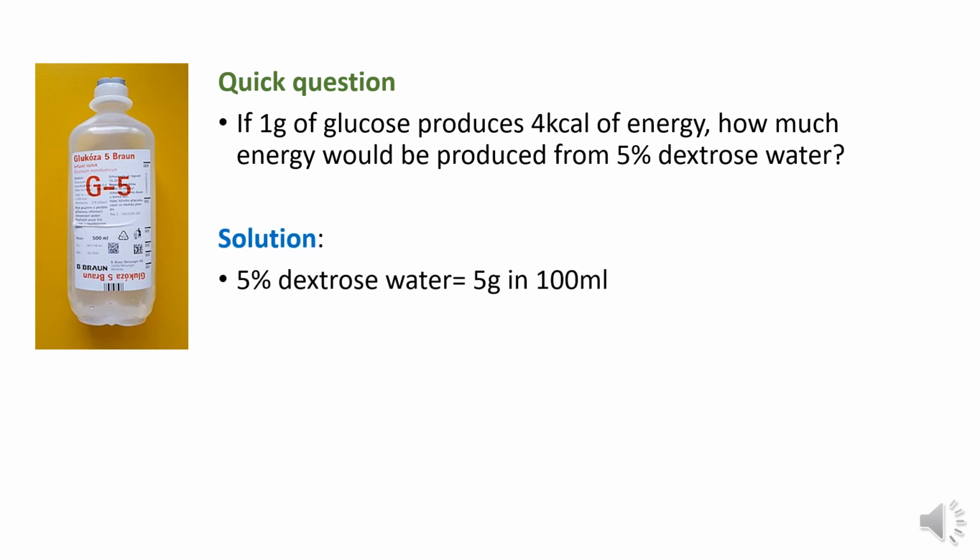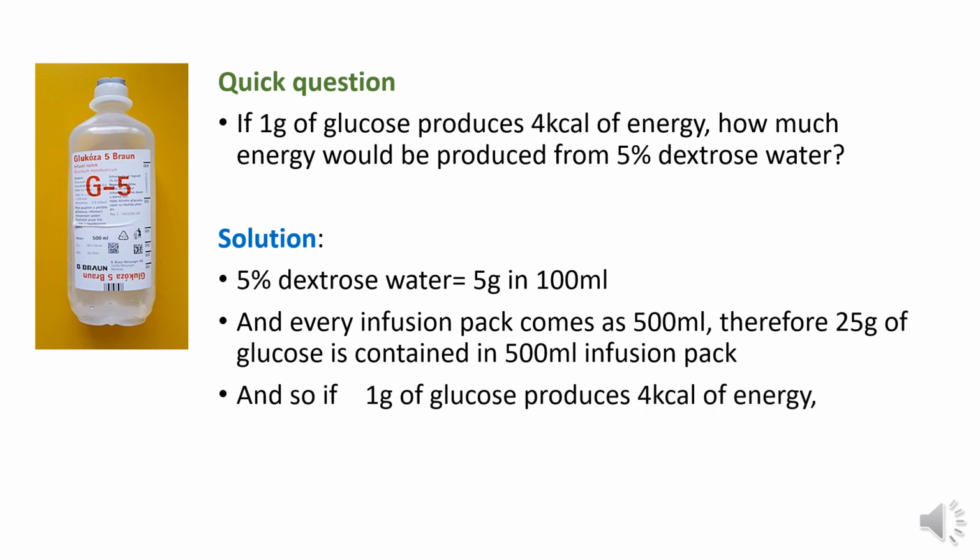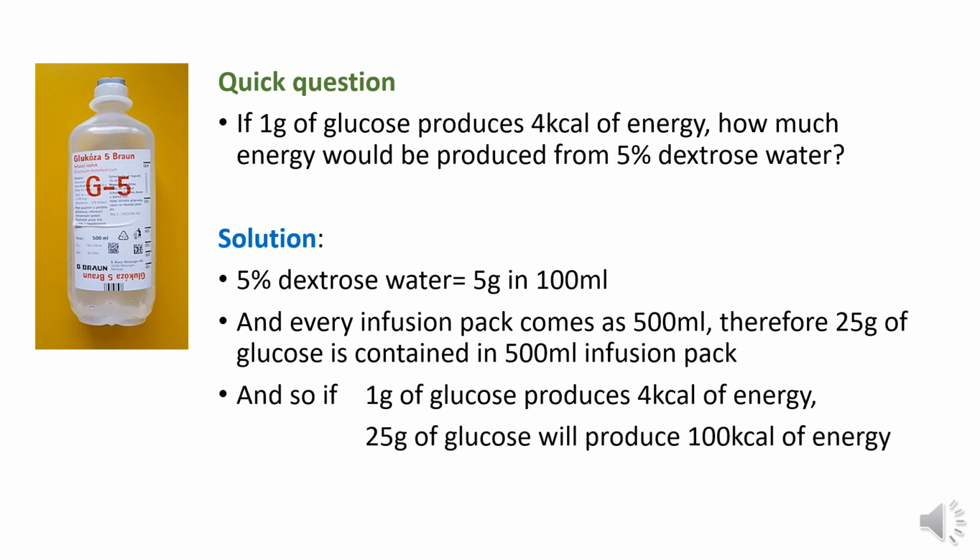Now, in 5% dextrose water, we have 5 grams of glucose in 100 ml. That's what this translates to. And we know that the typical infusion pack comes at 500 ml. So if we have 5 grams of glucose in 100 ml, it means we have 25 grams of glucose contained in the 500 ml infusion pack. And so if 1 gram of glucose produces 4 kilocalories of energy, it means that 25 grams of glucose will produce 100 kilocalories of energy.